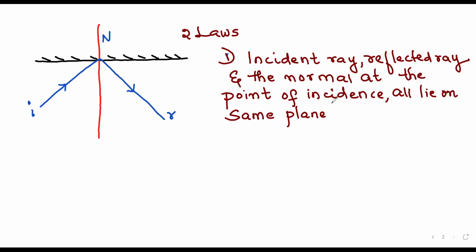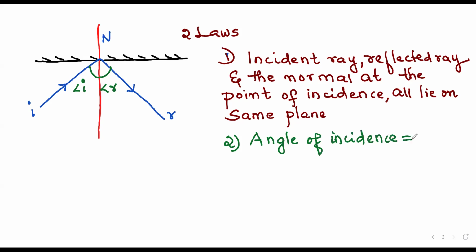Second law is, the angle which the incident ray makes with the normal, we call it as angle of incidence. And the angle the reflected ray makes with the normal, we call it as angle of reflection. So our second law is, angle of incidence will be always equal to angle of reflection. These are the two laws of reflection.